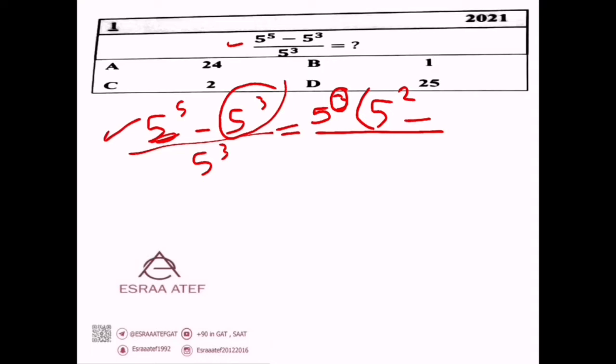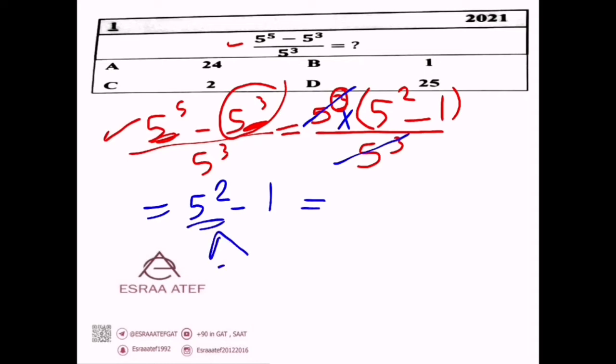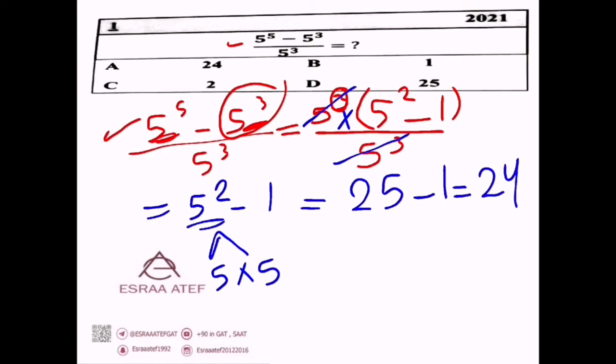And here if we take 5 power 3 from 5 power 3, it will be 1 over 5 power 3, which is in the denominator. Now we can cancel this one with this one, because we have multiplication. If we have multiplication, we can cancel from the numerator and the denominator. So now we have 5 squared minus 1, and 5 squared means 5 times 5. So it's 25 minus 1, which equals 24. So the answer will be 24.